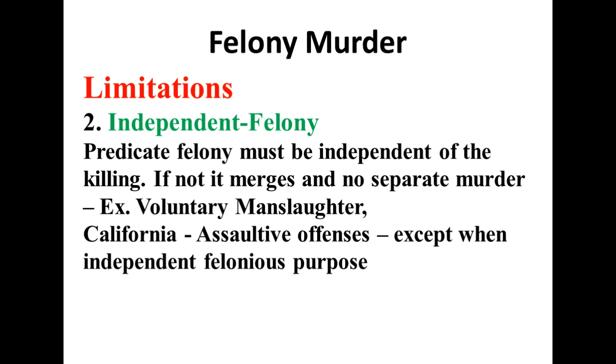California, for example, looks at assaultive offenses. If the only underlying felony is an assaultive offense, if the only part of that felony is committing an assault on another and for some reason the victim of the assault dies, then the court will not find it to be an independent felony. There is an exception here, and the court looks to see if there is an independent felonious purpose. The best example of this will be the robbery that we saw earlier.